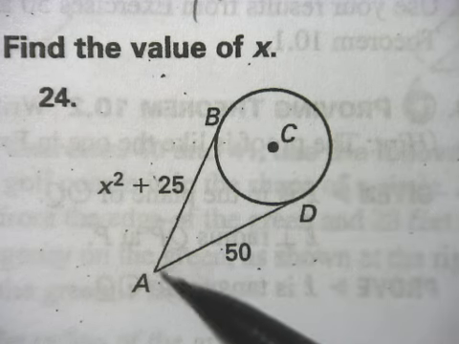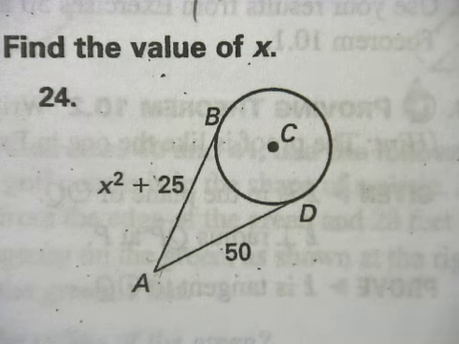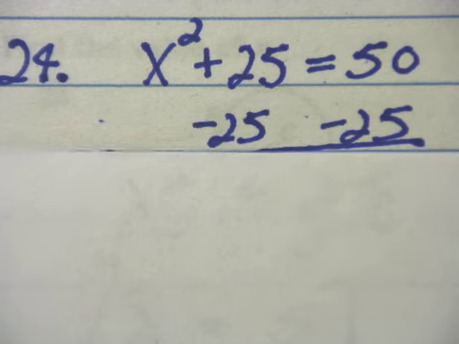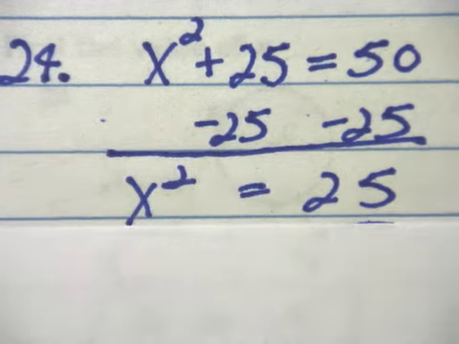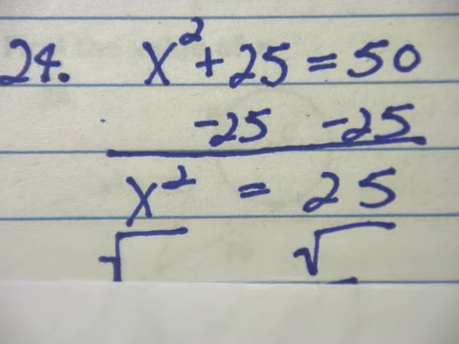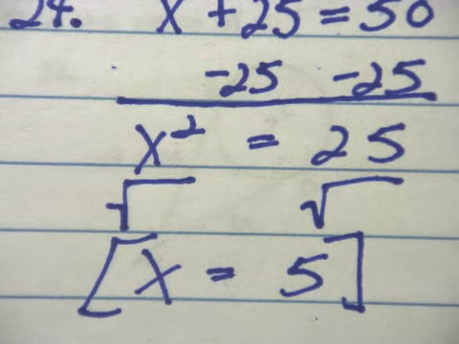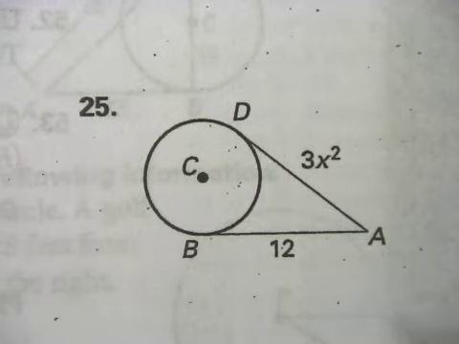Number 24 is the same thing. I have two secant lines coming from the same external point. So then I know that these two tangent lines, I misspoke there. I have two tangent lines coming from a common external point. So these two should be congruent to each other. I'm going to set out my equation here as such. I know then that I'm going to solve for x. When I subtract, I'm going to get x squared is equal to 25. But now I have x squared, so I'm going to take the square root of both sides. The square root of x squared is x, and the square root of 25 is 5, so x is equal to 5.